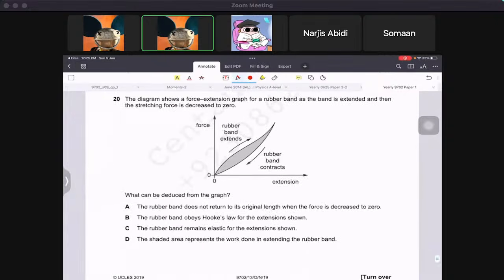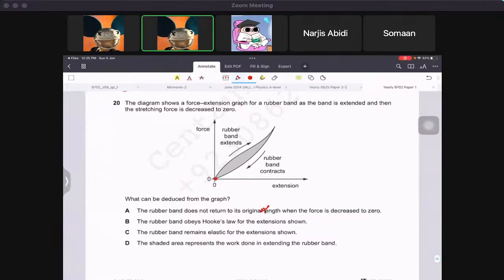What is deduced from the graph? The rubber band does not return to original length. That's wrong, it does return to original length. The rubber band obeys Hooke's law. That's wrong, it should be a straight line then. The rubber band remains elastic for extension. That is correct because it comes back to the same shape. The shaded area is work done in extension. That's wrong, work done in extension is all the area underneath.